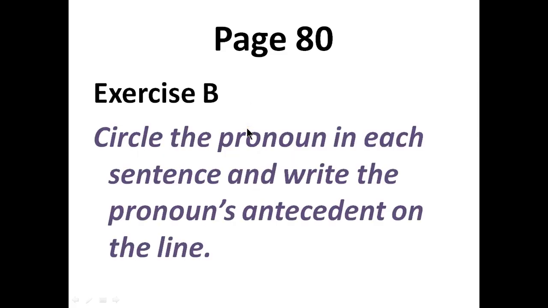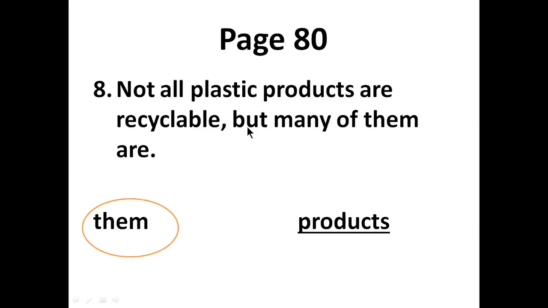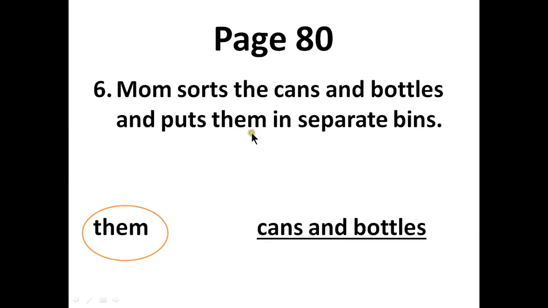Exercise B, page 80, we are going to circle the pronoun in each sentence and write the pronoun's antecedent on the line. Mom sorts the cans and bottles and puts them in separate bins. So the pronoun is them. What is the antecedent for them? Cans and bottles. It means the pronoun them is being used to describe cans and bottles.